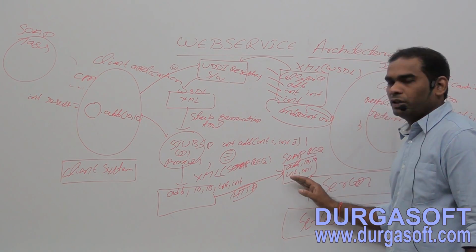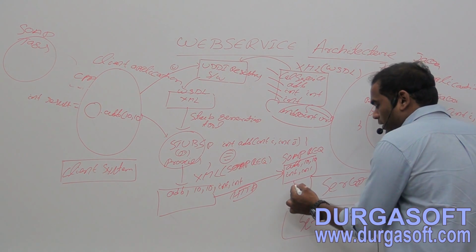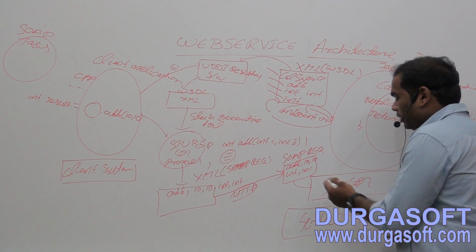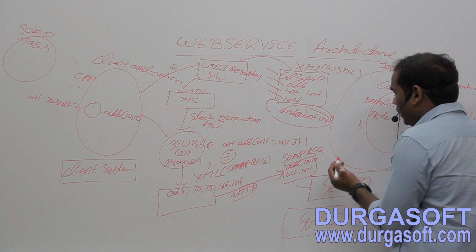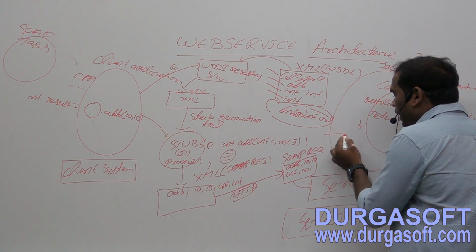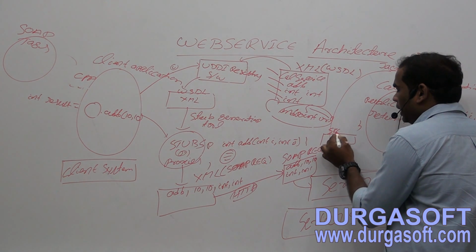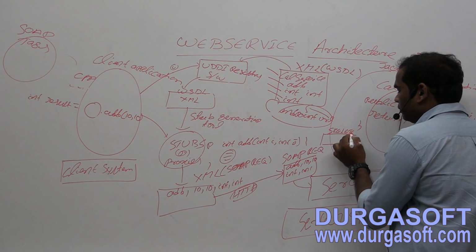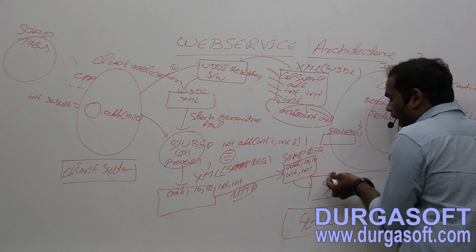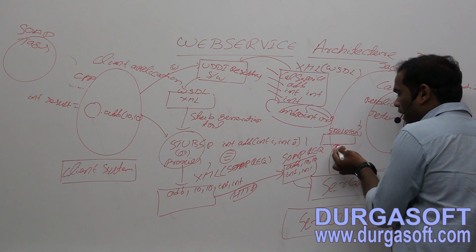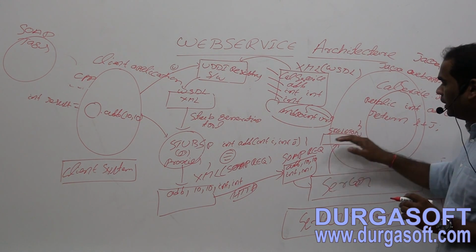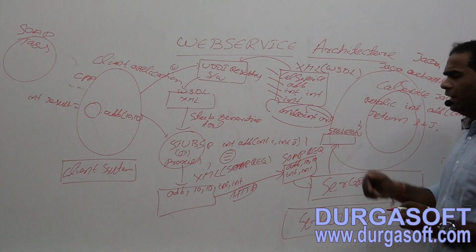Now the server will receive this request. This request will be handed over to one component which exists at the service side, that is called a skeleton. So the server will hand over this SOAP request to the skeleton. Now the skeleton has this SOAP request. So what is a skeleton?